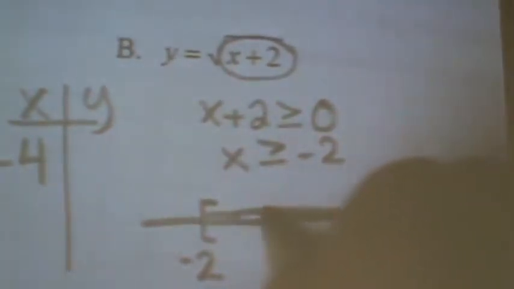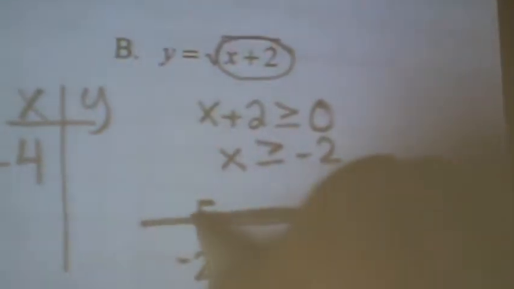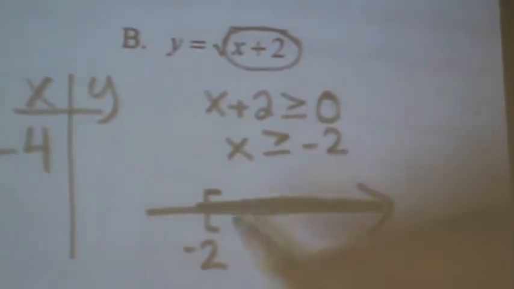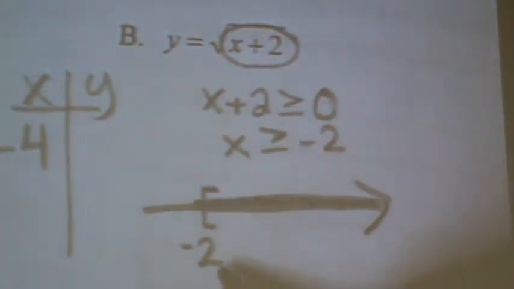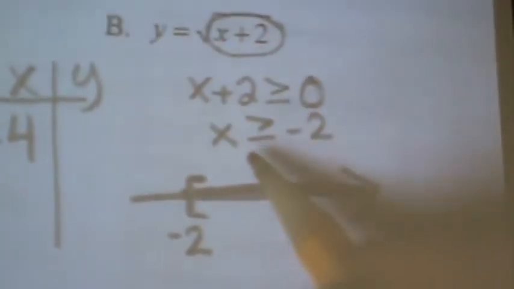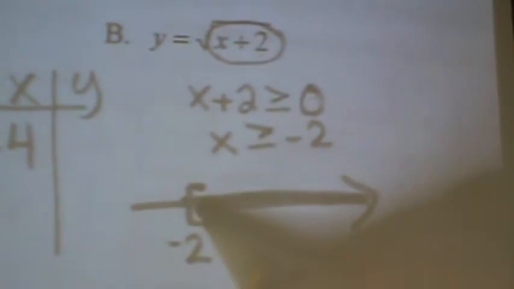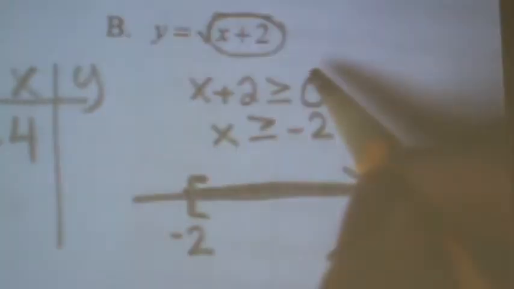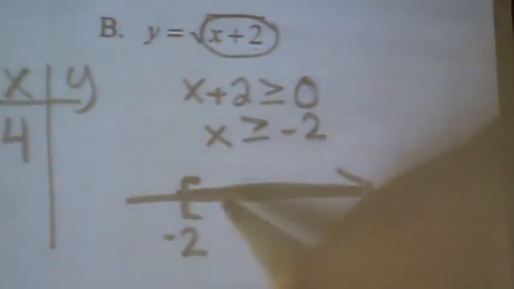So here's our domain shaded. Here's a picture of the domain. Does this make sense? Can we plug in negative 2 in here? Yes. Negative 2 plus 2 is 0. We can take the square root of 0. It's 0. What about negative 1? Can we put a negative 1 in here? Yes. But can we go anything to the left?